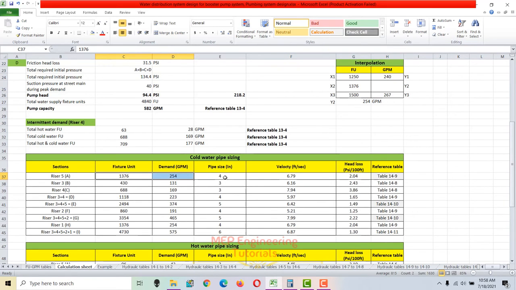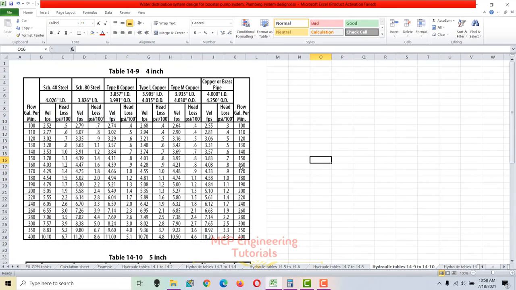So now we need to calculate the pipe size. The table which I have used here is 14-9 as a reference table to calculate this pipe size of 4 inches. Now I will tell you how I got this pipe size of 4 inches. The demand calculated here is 254 GPM. If you see here, 254 GPM.